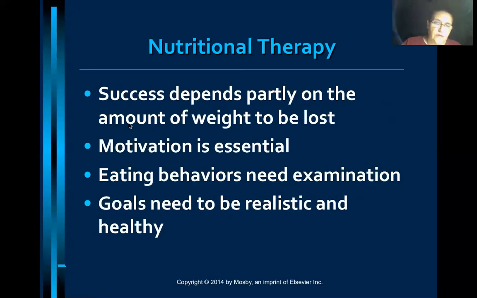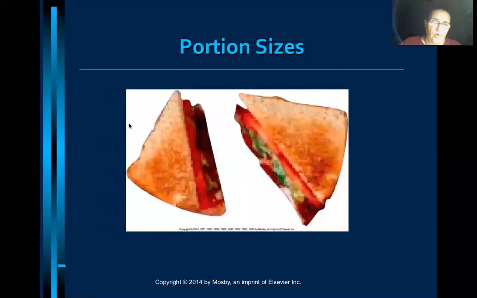Goals need to be realistic and healthy. It's not realistic to expect that you're going to lose, what is today, November 4th, 20 pounds between now and Christmas. That's not a realistic goal. But if you could possibly lose 1 to 2 pounds a week between now and Christmas, you might possibly lose 5 to 10 pounds before then. We also need to look at things like portion size.